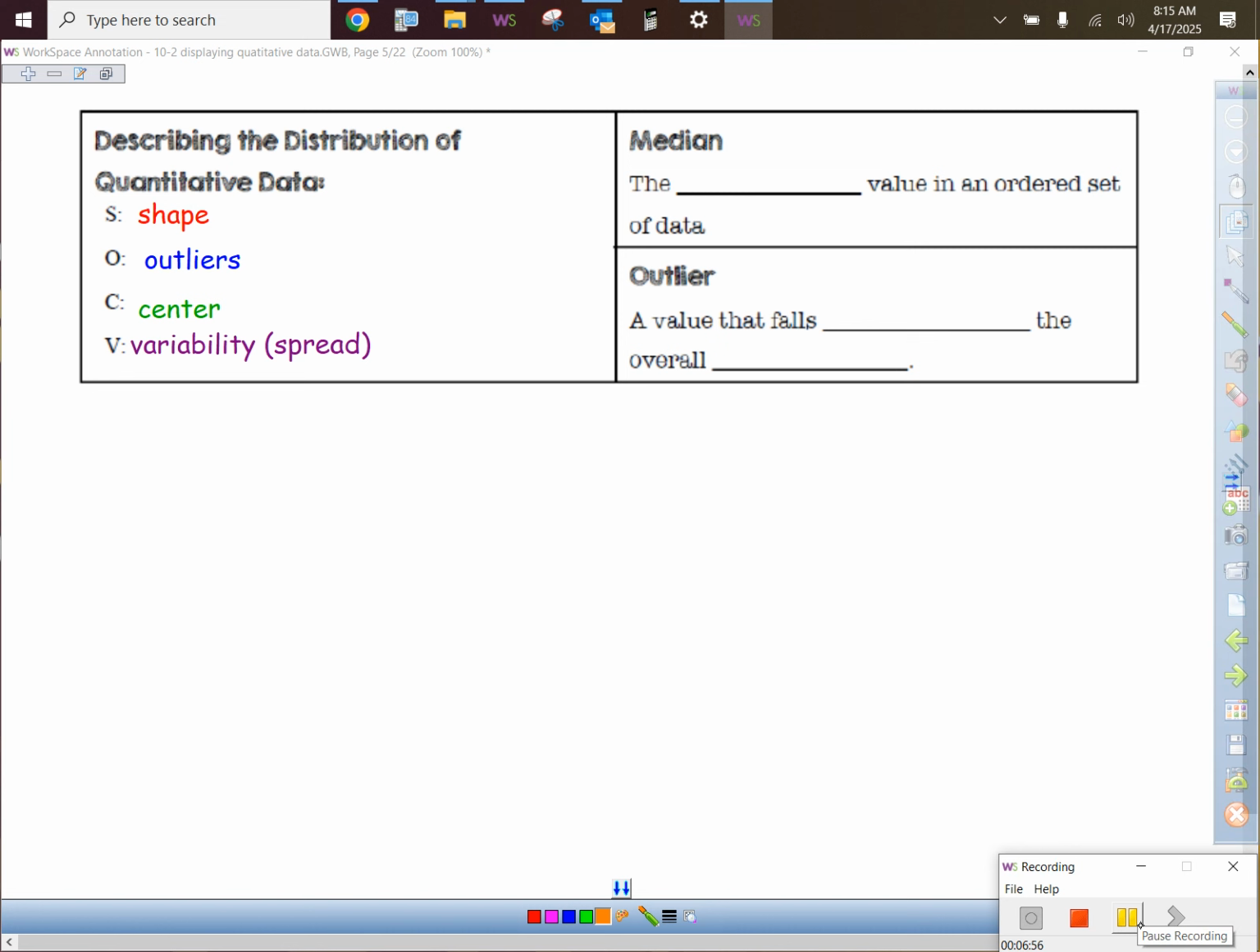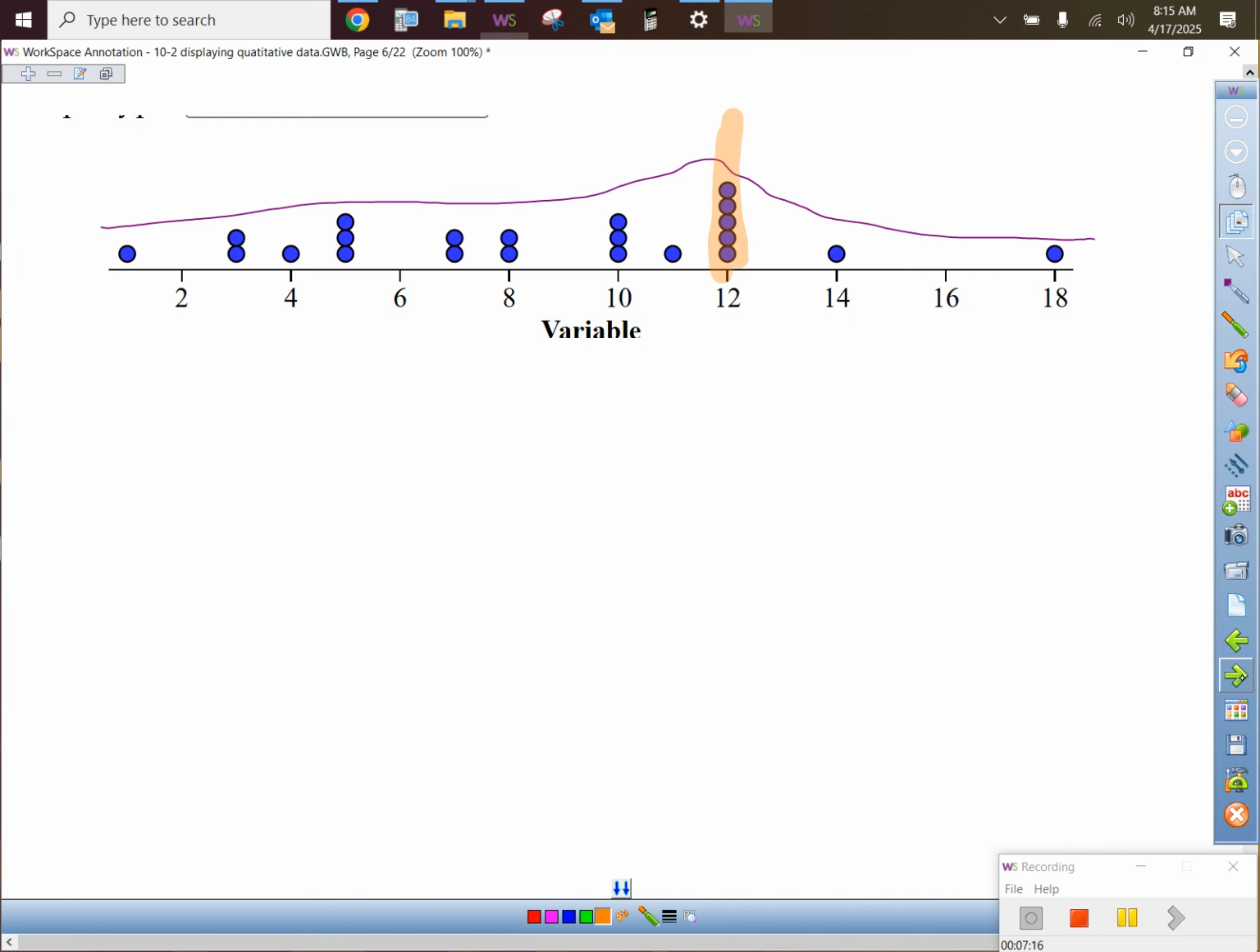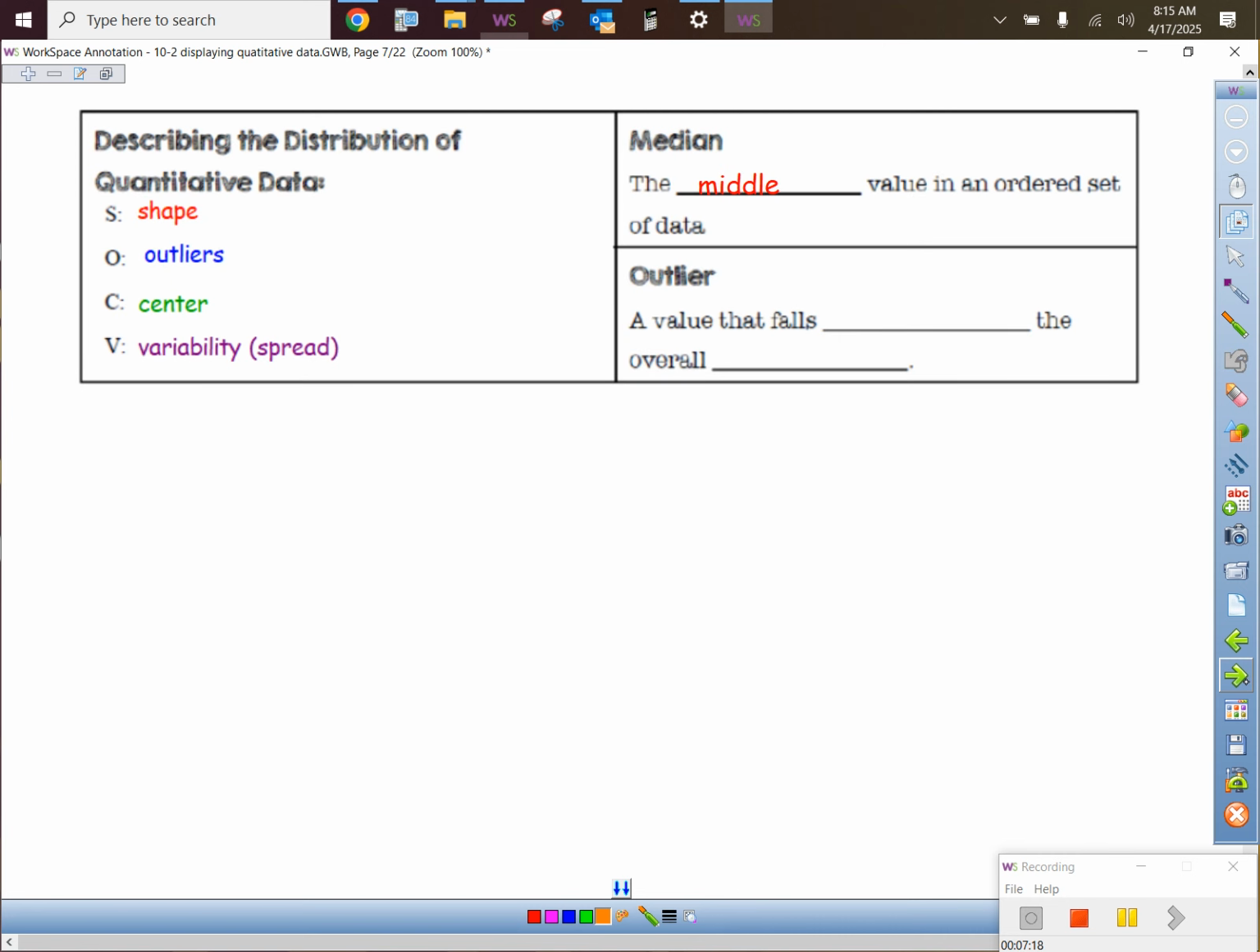Median. Have you ever been on the interstate before? Where's the median? Median means middle, right? So you put all your data in a row, and if there were 11 pieces of data, the median would be the 6th piece because there's 5 on the left of it and 5 on the right if you put them in numerical order. So the median is the middle value in an ordered set of data.